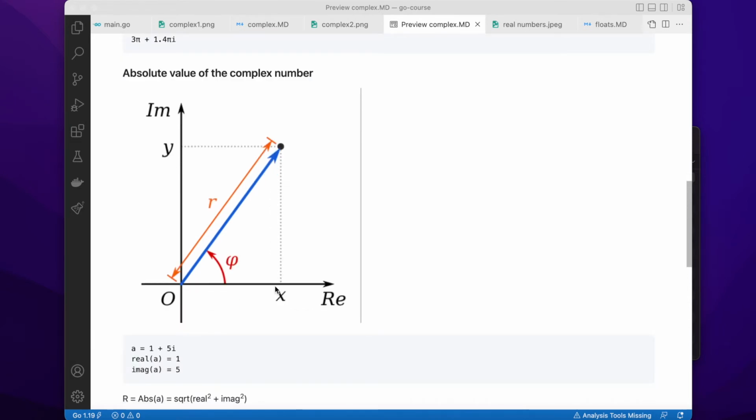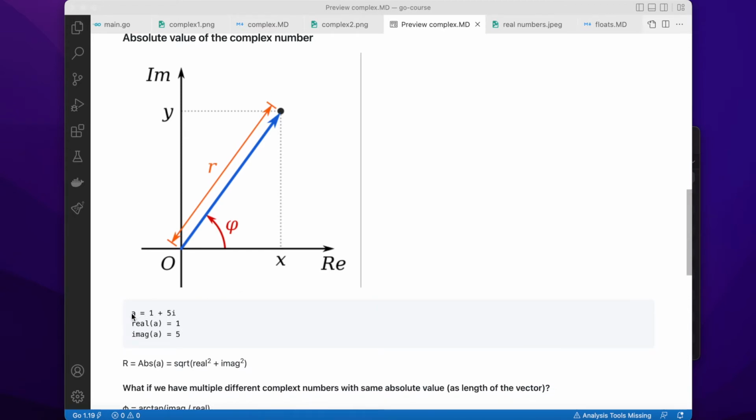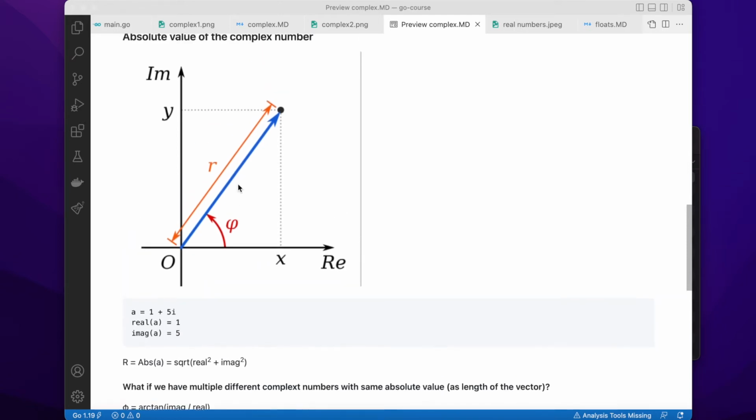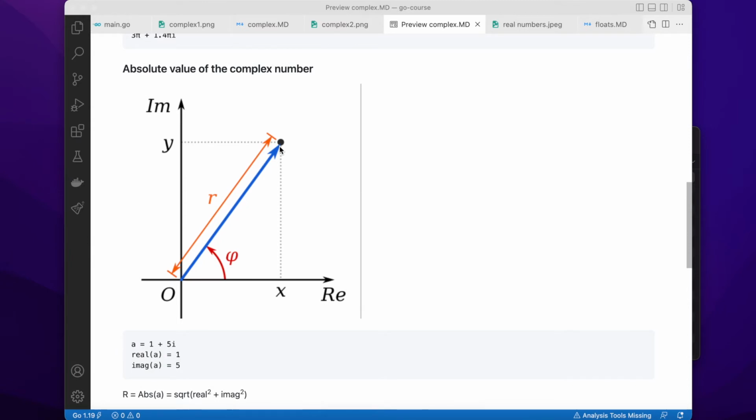And if we know the real and imaginary parts of this number, we can calculate this distance by using the Pythagorean theorem. Let's imagine we have a complex number a, which is 1 plus 5i. So the real component of this number is 1, and the imaginary component is 5. So the distance to 0 will be the square root of real power 2 plus imaginary power 2. And in this way, we'll know the distance of this vector.